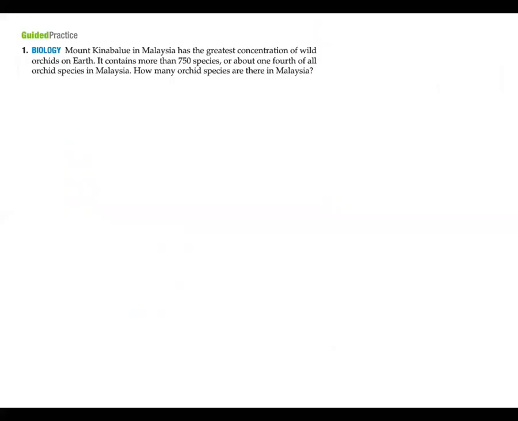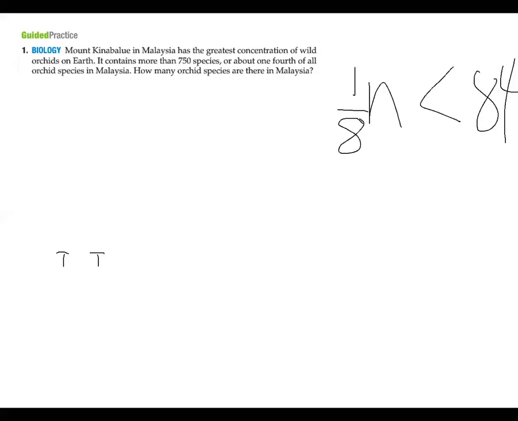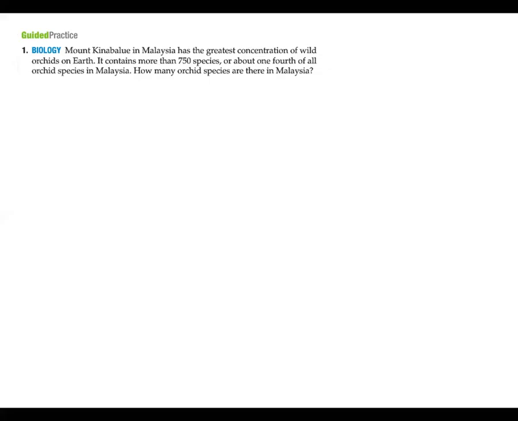All right, we're back. So this mountain in Malaysia has the greatest concentration of wild orchids on Earth. It contains more than 750 species, or about 1/4 of all the orchid species in Malaysia. How many orchid species are in Malaysia? So it contains 750 species, more than, so that's greater than the number of species. Oops, I did that backwards. So the number of species is greater than 750.